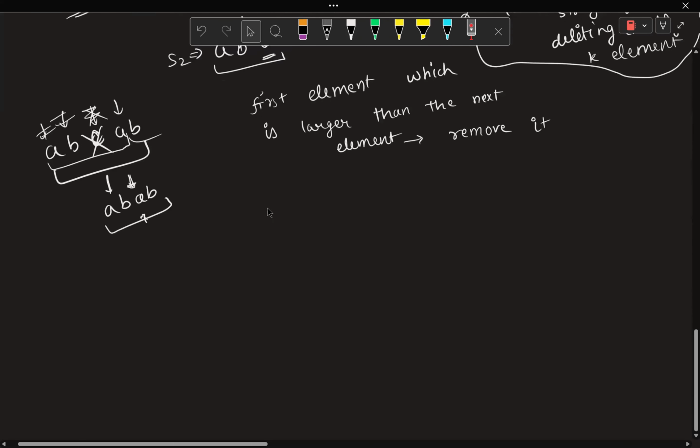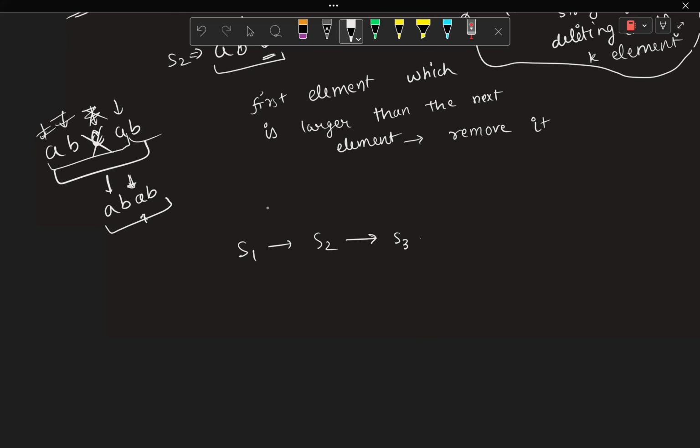Okay, so everything has been fine till now. We know how to go from S1 to S2. You have to remove the first element, which is larger than the next element. For going from S2 to S3, you have to remove the second element, which would be larger than the next element. You know? But here, there is one catch.